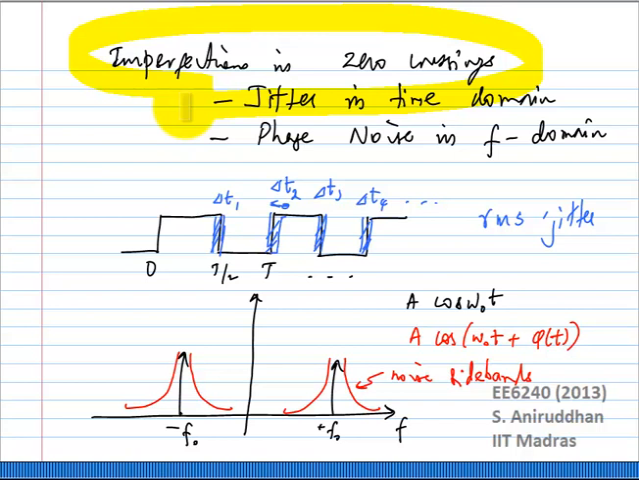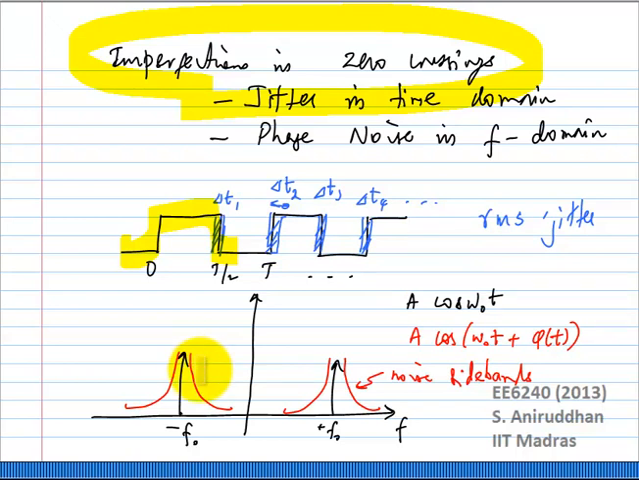Okay? Like I said, in the time domain, this will be manifested as imperfections in the zero crossings. In the frequency domain, we said an ideal oscillator will just look like a cos omega naught t, so you will get two impulses at plus or minus omega naught. Okay?